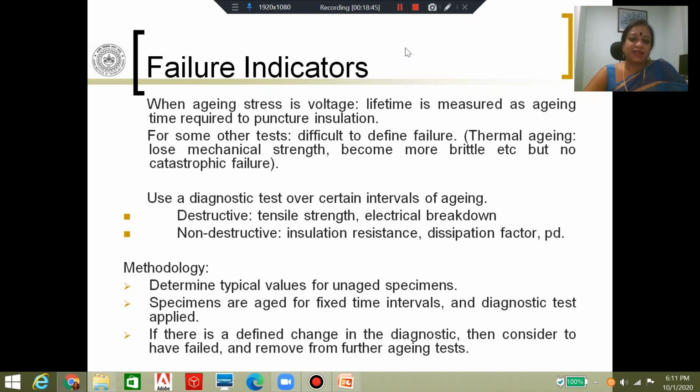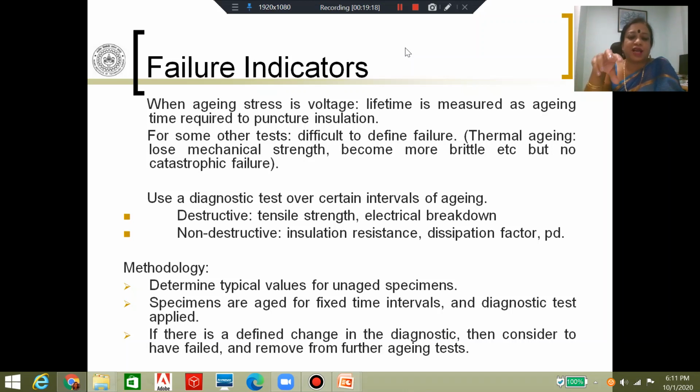So in that case, we will have to use a diagnostic test over certain intervals of aging. Diagnostic test could be a measure of a particular property. These diagnostic tests could be destructive or non-destructive in the sense that you age a material over a certain period of time, and after that you perform a test on that material and see whether it passes or fails. If it is a destructive test like tensile strength or electrical breakdown, you will enable catastrophic failure.